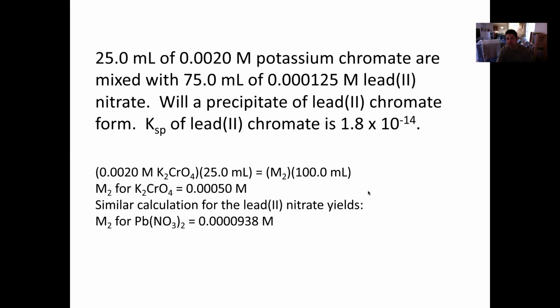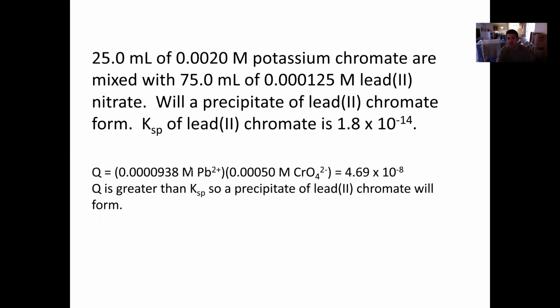All right, this question was pretty nice to us. It gave us things that are in 1-to-1 ratios, but just always something to be aware of when we're working through these questions. All right, so now you're able to calculate the Q, right? You put in both the concentrations. We don't have any exponents here because the coefficients from the reaction were 1, so that's nice and easy. We get the 4.69 times 10 to the negative 8th. All right, that is greater than the KSP. Precipitate will form, right? Q is greater than KSP, precipitate will form. If Q is less, the precipitate will not form.